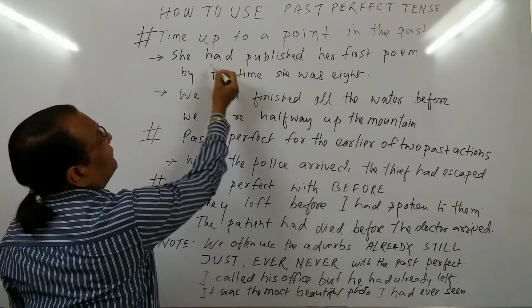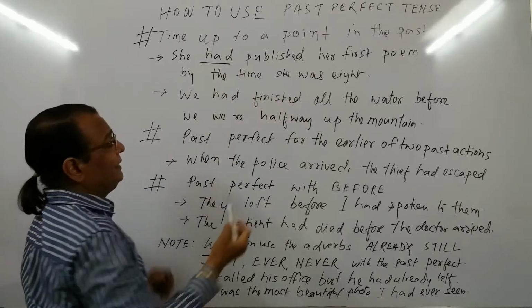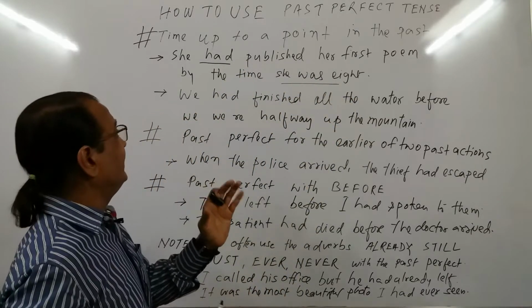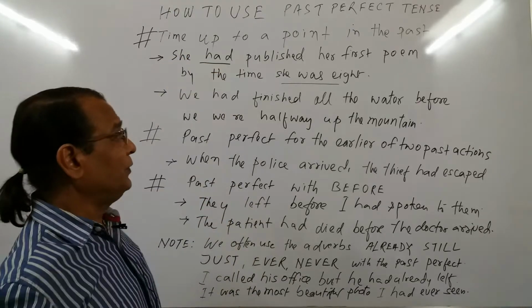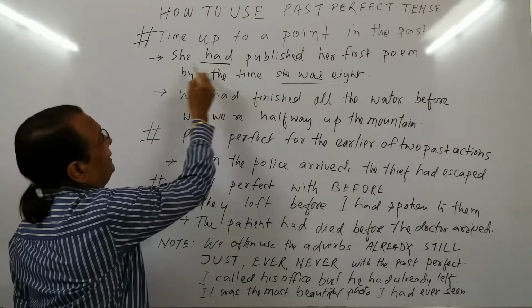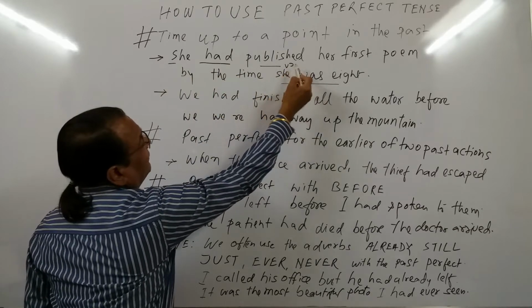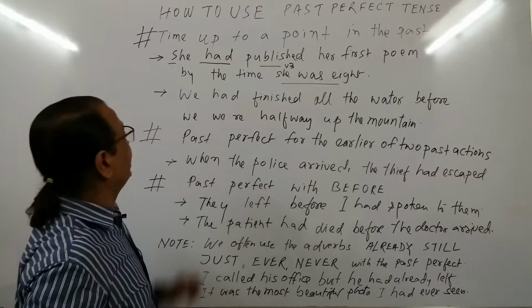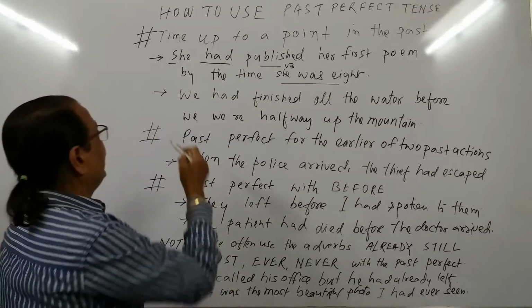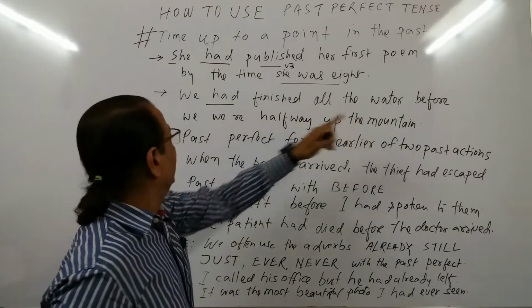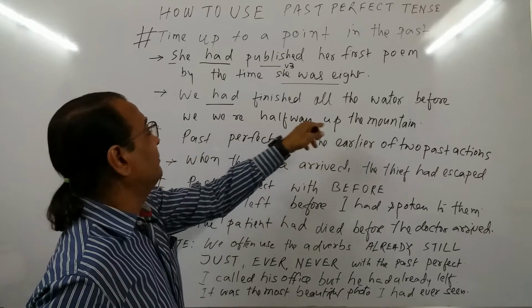I have just used had here because "she was 8" is the point of time in the past, and she had published her first poem. So here I have used had. Subject, had, then the third form, published. She had published. Second example is: we had finished all the water before we were halfway up the mountain.